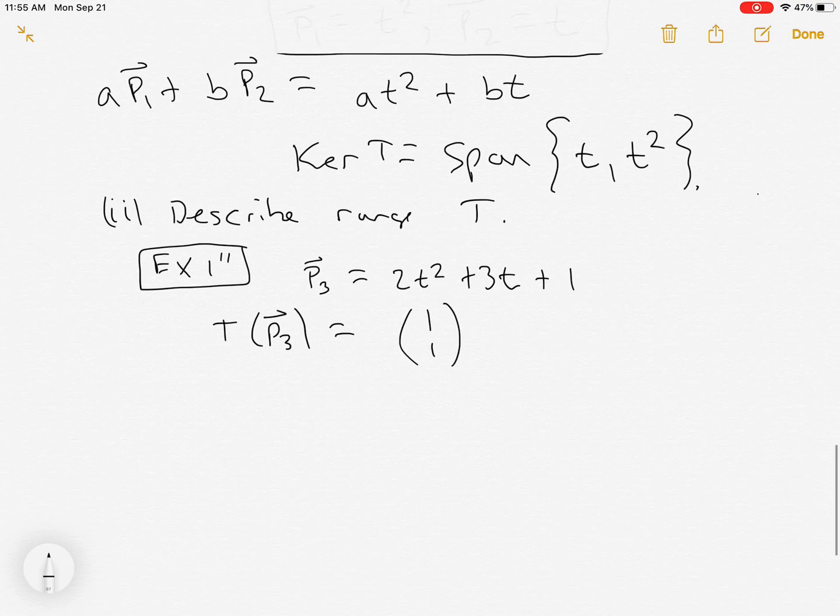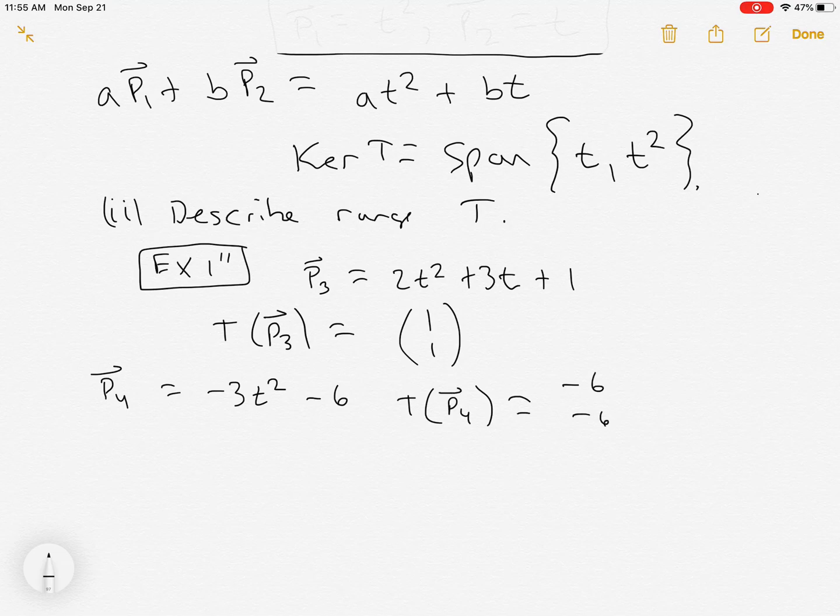Okay. Let's pick another, P4, minus 3t squared minus 6. And what's the image of that? Minus 6, minus 6. And again, this is a vector in R2. So is this, right? Because the mapping goes from P2 to R2. P2 to R2. And there actually is a D2, so pretty soon we'll be talking about transforms from R2 to D2. But that's for later on.